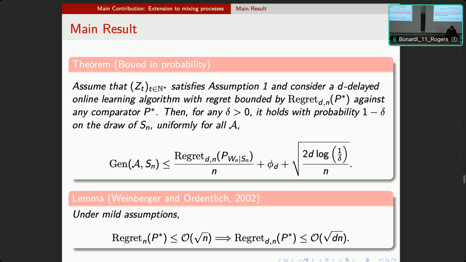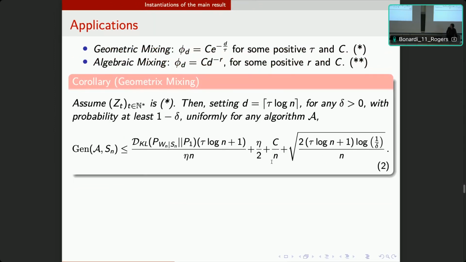Okay, so this is our last part, the instantiation. We considered two types of mixing, which are the usual ones in the literature: the geometric mixing, which corresponds to an exponential decay, and the algebraic mixing, which is a bit slower, with polynomial decay. And the idea is that by setting D to a certain quantity that depends only on the logarithmic size of the sample, we're able to achieve something that really looks like the previous bound I showed you at the beginning, up to some logarithmic factor and a linear dependence in tau, where tau is the characteristic time of the exponential decay.